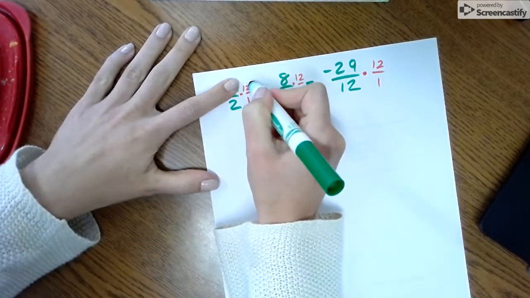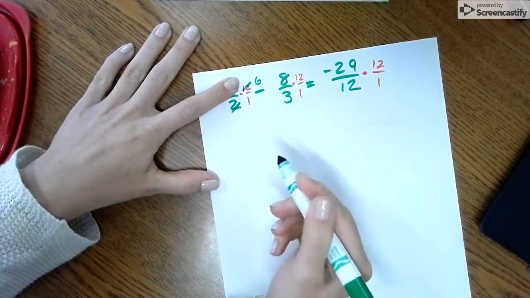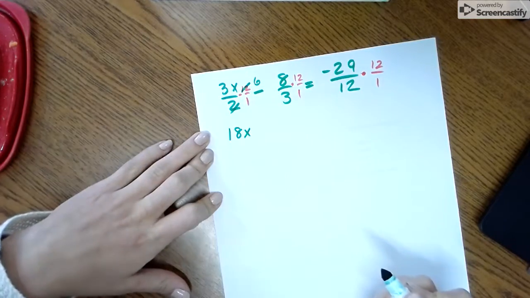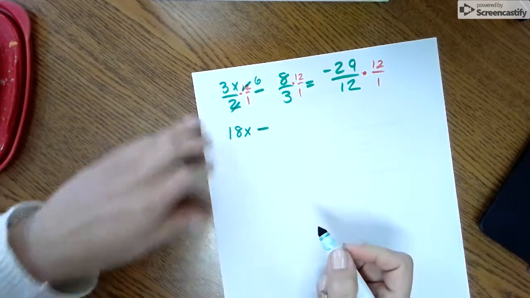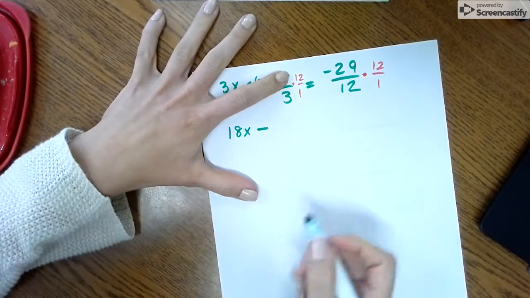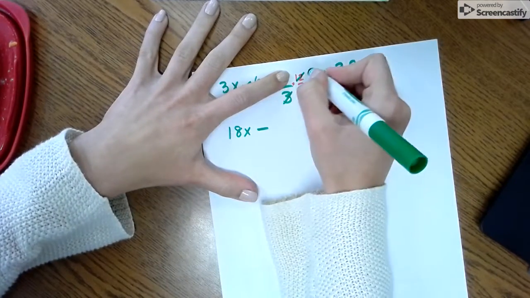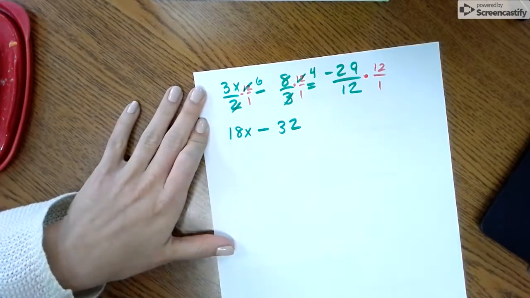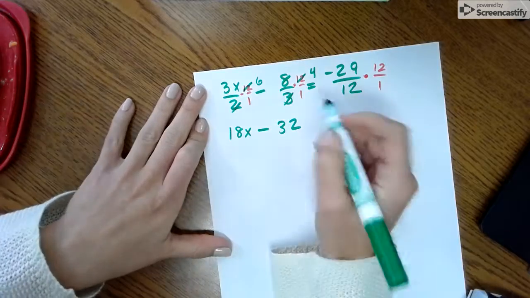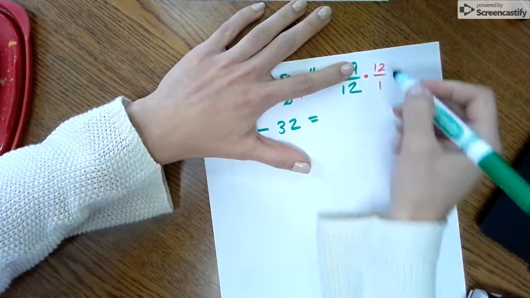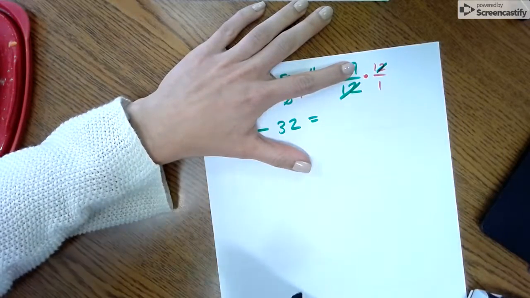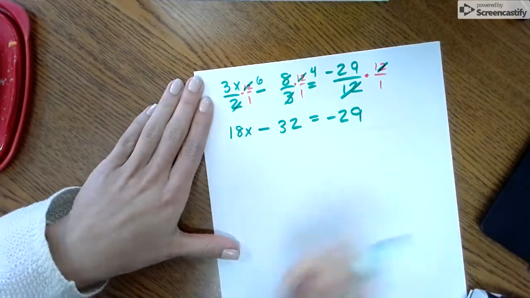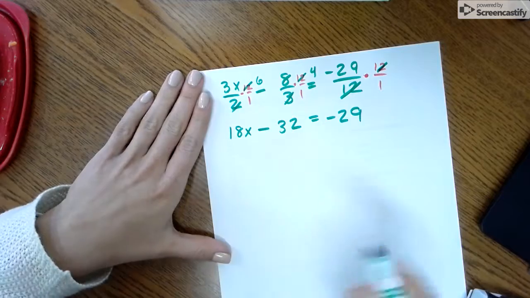So I'm going to ignore this. 12 divided by 2 would be 6. So 3x times 6 would be 18x. All right, copy down the minus sign. Ignore the 8 for now. 12 over 3 is 4 over 1. 8 times 4 is 32. And then over here, 12 on top and 12 on bottom, those reduce to 1. So all I have left over here is negative 29.